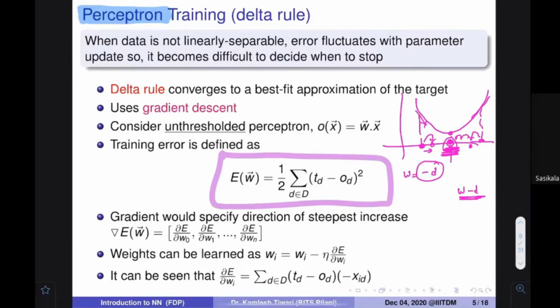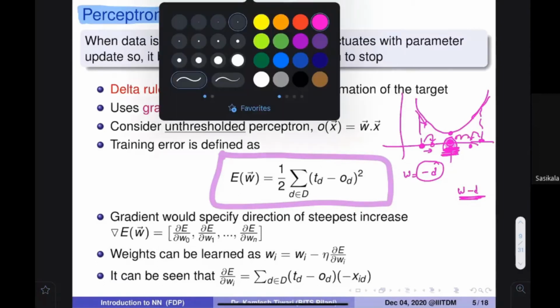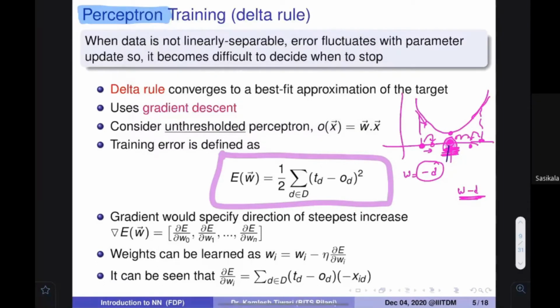This is the point. If you somehow find this value, you are done. This is the point where the minimum value is. You want to find out what should be the value of W that minimizes this expression. So you got a method.